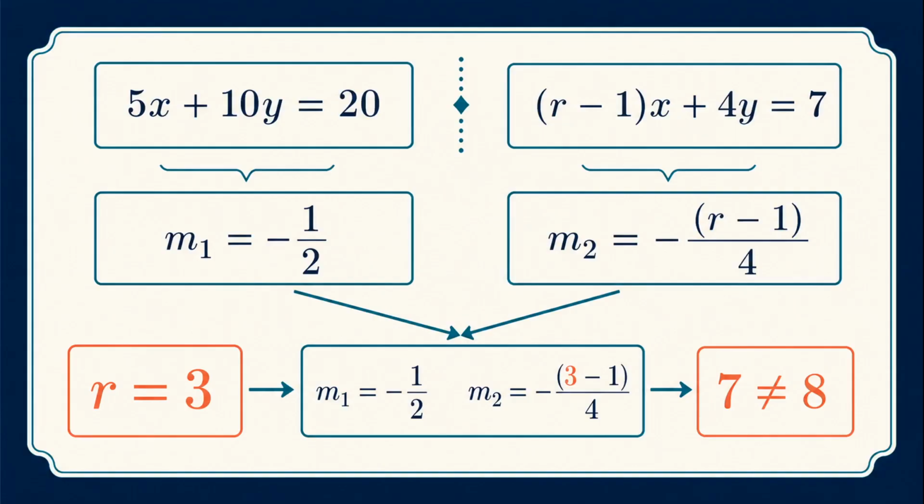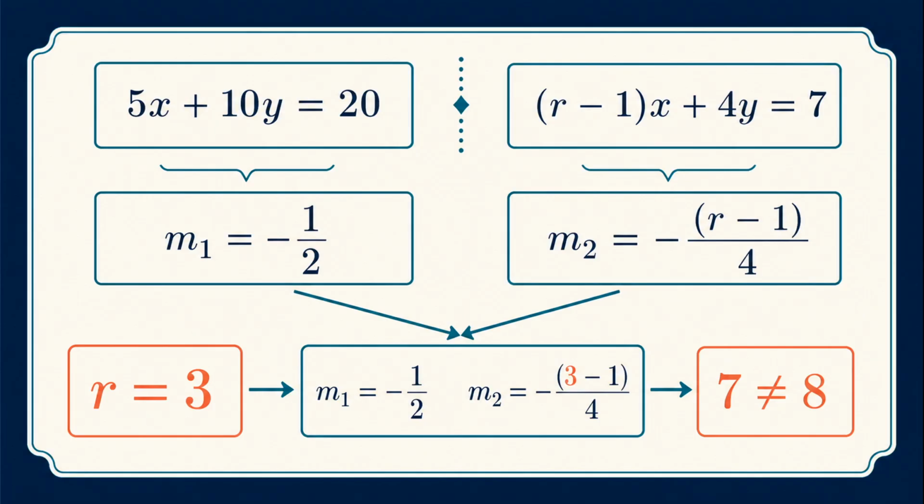Now try the method on new numbers. 5x plus 10y equals 20. (r minus 1)x plus 4y equals 7. If this system has no solution, what is r? The first line has slope -1/2. The second has slope negative (r minus 1) over 4. Set them equal. Negative (r minus 1) over 4 equals -1/2. That gives r minus 1 equals 2, so r equals 3.